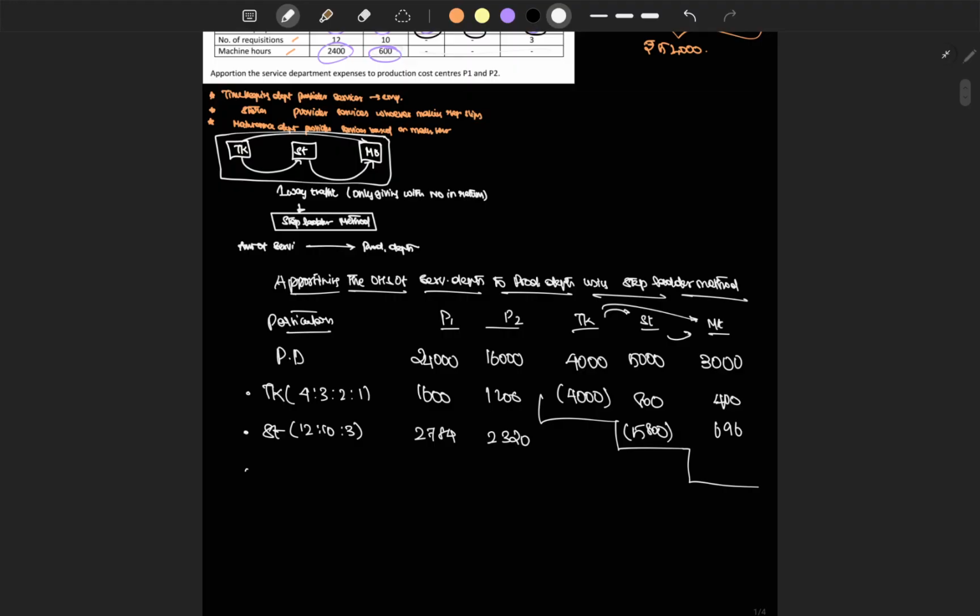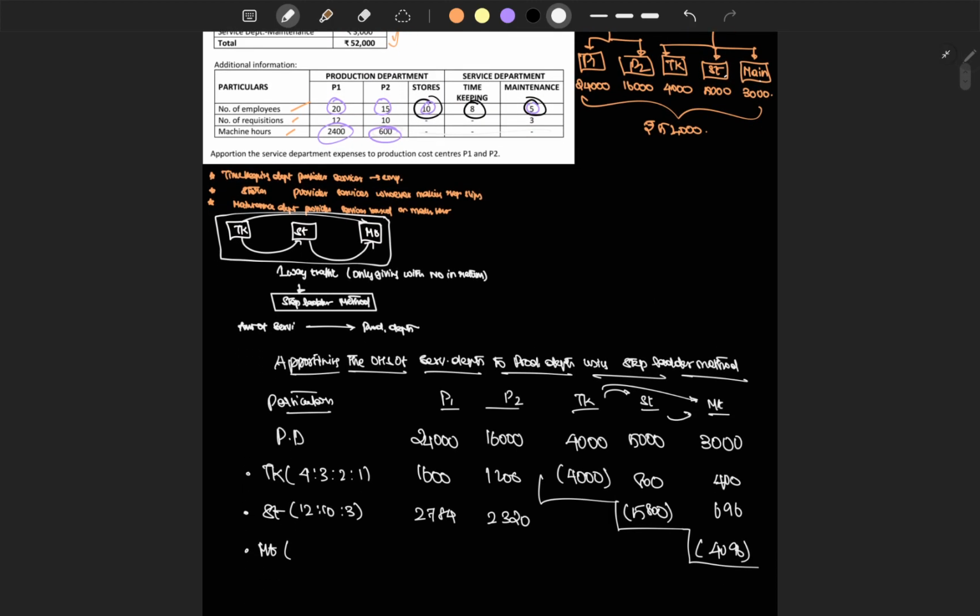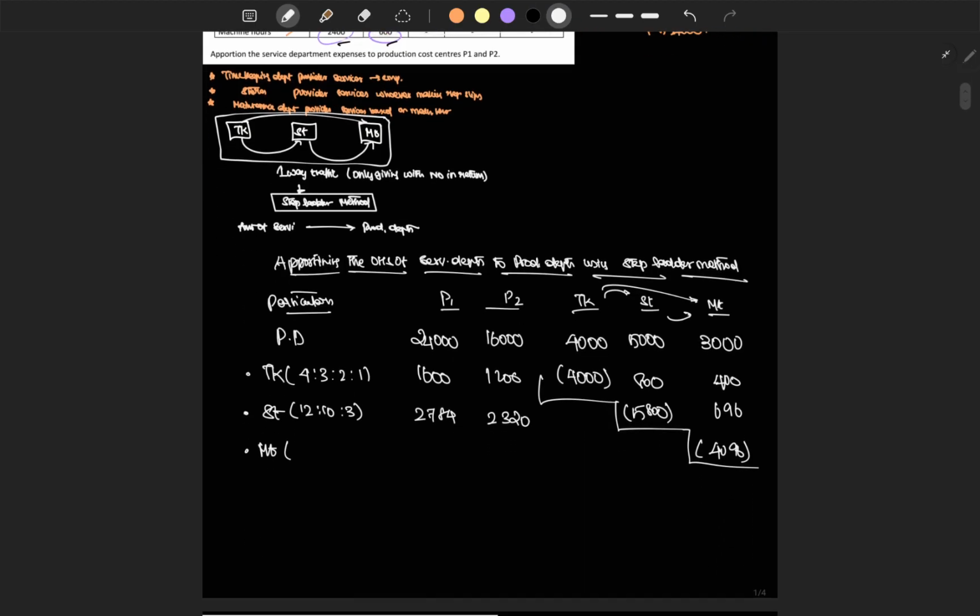The last department we have to apportion is maintenance department. What's the balance of maintenance department? 3000 plus 400 plus 696, which is 4096. How can we apportion it? 2400 and 600, so a 4 is to 1 ratio. 4096 divided by 5 into 4 gives us 3277, and 1 gives us 819.